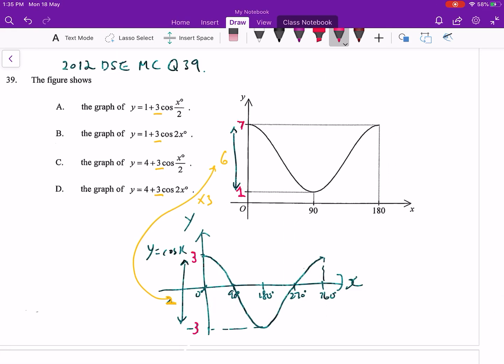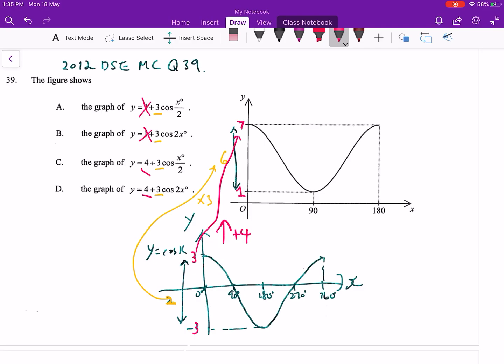So what does it mean? That means from 3 to 7, the whole graph is moving up by 4 units. That's why for this point, the first 2 options will be wrong, because this is 1 and we are moving up by 4. So you can see that either B, C or D is the answer.